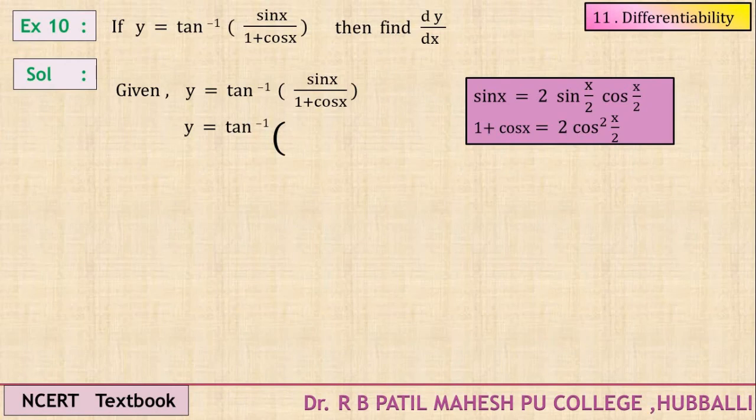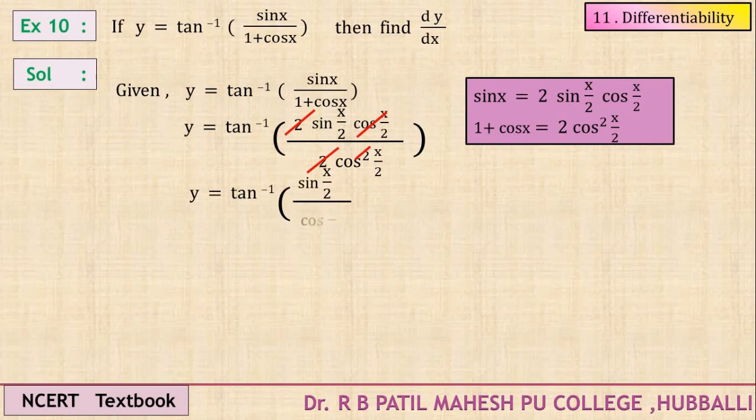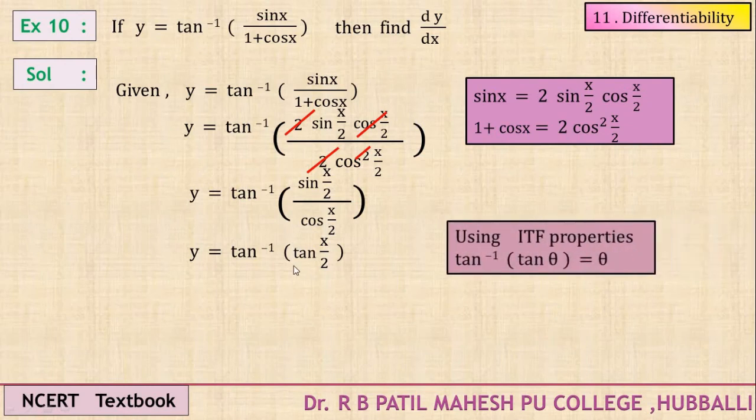Now I replace sin x with 2 sin x by 2 into cos x by 2, divided by 1 plus cos x, which is written as 2 cos square x by 2. I hope you got the identity as well as how to simplify. So here 2 and 2 get cancelled, and one cos function gets cancelled. What we get is sin x by 2 divided by cos x by 2, and this can be written as tan x by 2. So here we have tan inverse and tan, therefore using properties it is written as x by 2.